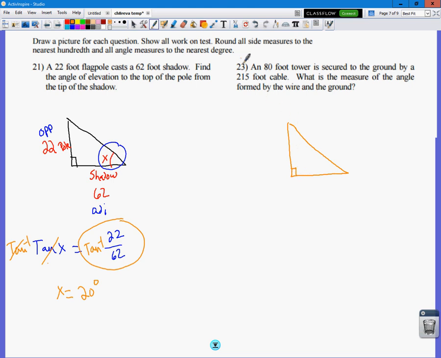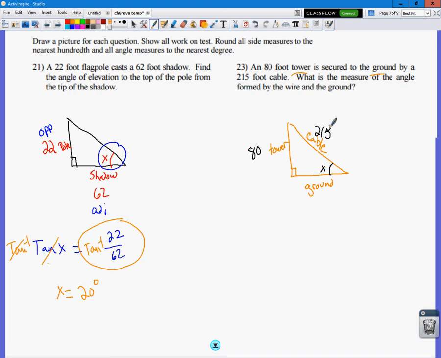Again, still having difficulties of where to put things in. Keep in mind that they're talking about a tower. Obviously, my tower is upright. They're talking about the ground. Obviously, my ground is down here. And they're talking about a cable that's fastening the tower to the ground. That's this slanted piece. They said the tower is 80 feet. They said the cable was 215 feet. And they want to know the measure of the angle formed between the wire and the ground. In other words, this angle of elevation.